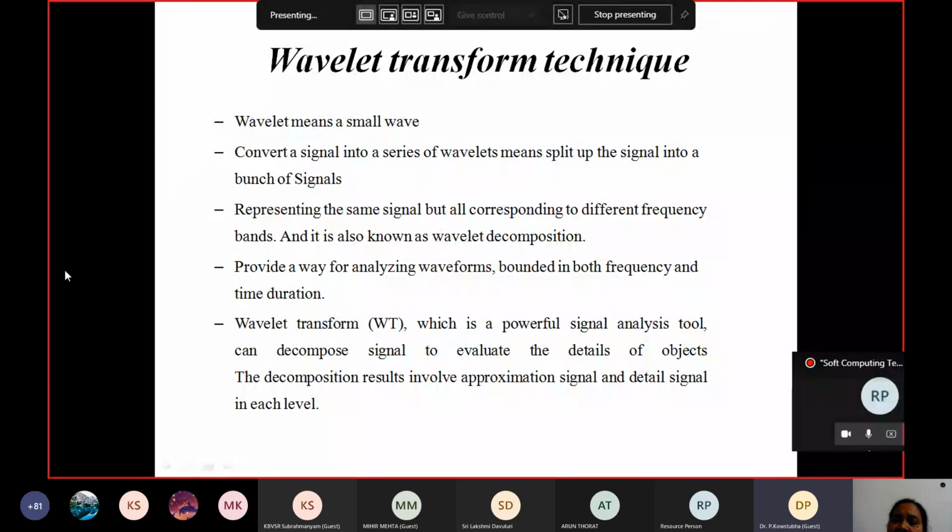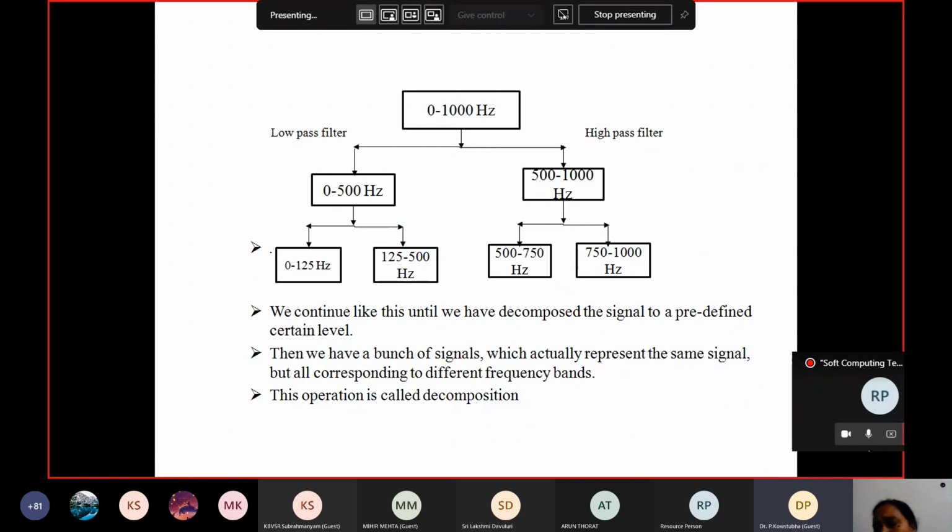This is the significance of the wavelet transform technique, and these wavelet transforms have detail coefficients and approximations. What is the meaning of detail coefficients? What is the meaning of approximations? That means the sampling frequency is here. I am taking, for example, 1000 hertz.